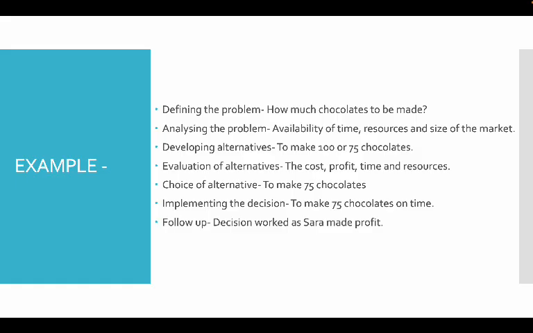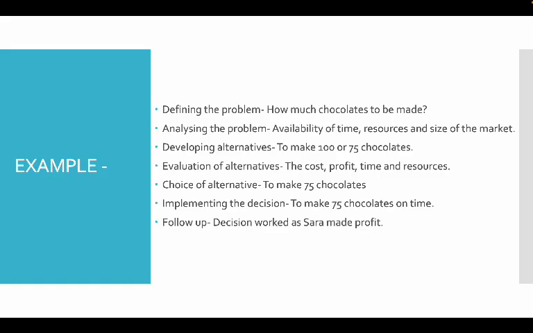Sarah evaluates both the alternatives on the basis of cost, profit, time and resources. After weighing all her options, she decided to make 75 chocolates, which will be more than the usual but not too much at the same time. She prepared 75 chocolates and also made sure everything was ready on time. At last, she was happy with the decision of 75 chocolates. She made a good profit.